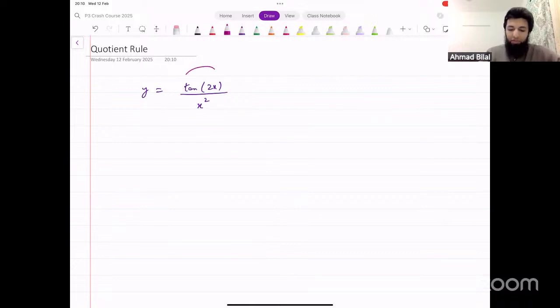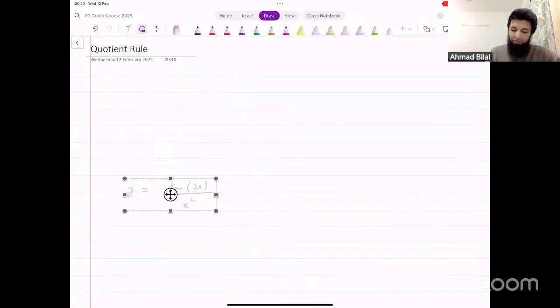Again, we have two things dividing. We cannot differentiate them separately. We'll have to do it all together. For expressions like these, we use a rule that's called the quotient rule. And we use that when we have one thing divided by another thing. What does that rule say now?